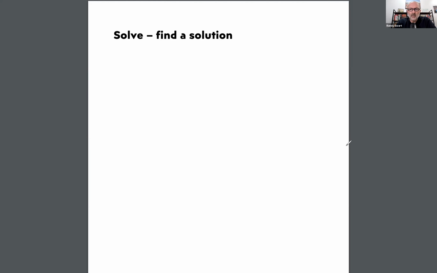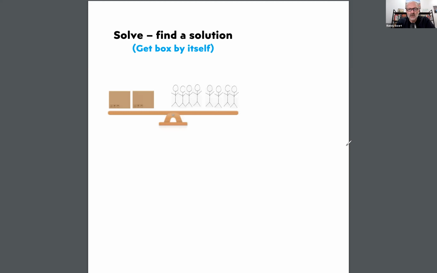So in a previous video, we talked about solving means to find a solution. We're going to look at this in terms of a seesaw first. And you saw this in the previous videos. We want to get the box by itself. The box has some guys hidden in there. So we want to get the box by itself. That's called a solution. If you did not see the previous videos, you'll see what I'm talking about here shortly.